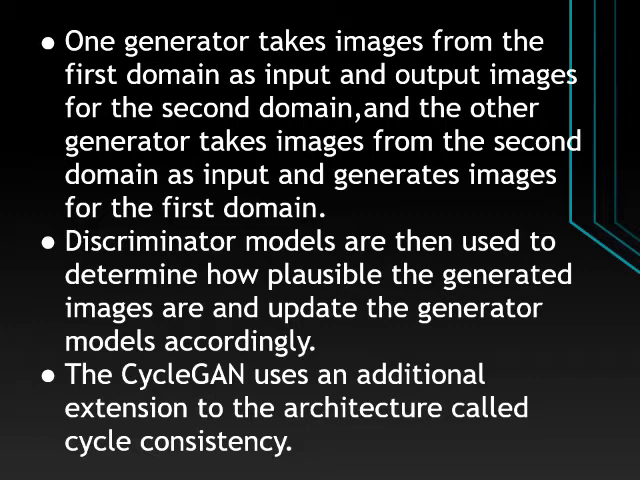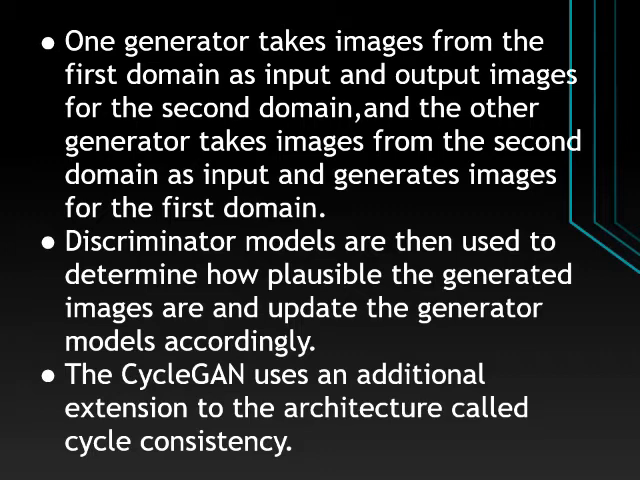So, as the name suggests, it works like a cycle. At first, the first generator will accept the image from the first domain as input, and the second domain image will be given to the second generator. It will try to make it look like the original image. If so, it will stop there. If not, the cycle will be repeated. So this is the working and objective of CycleGAN.